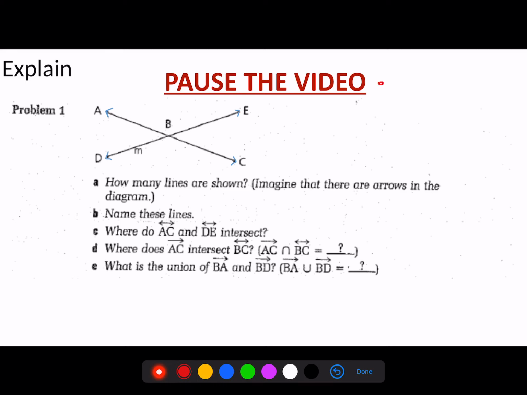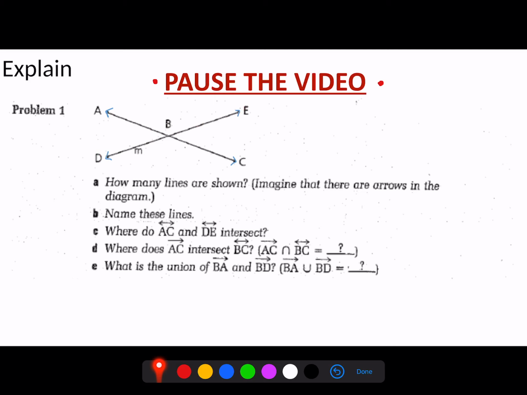Pause the video and try them out on your own. We'll go ahead and go through all of them, but I want to make sure that you guys actually have a chance and opportunity to pause and try these out. You're going to see this quite a bit as well, so just keep that in mind. Anytime that you see pause the video, try out the problem on your own, and then we can go through it together. All right, so looking at this one, we have lines AC.